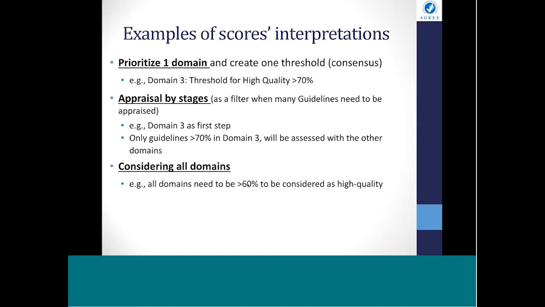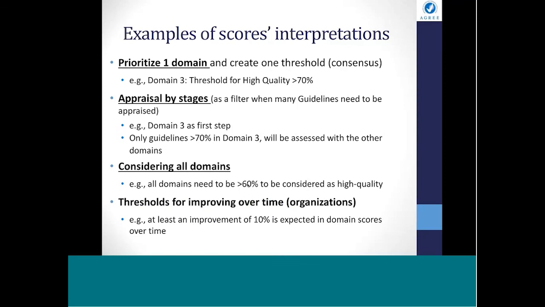Or you can consider all the domains. In this case, if you assess all the domains and calculate the scores of all the domains, you can make a decision, for instance, that all the domains need to be more than 60% in order to consider a guideline of high quality. But you can also choose 50%, or you can also choose 70%. So that's a decision that you have to make in advance, before you apply the tool. What would be your threshold? What is the threshold in your organization, depending on the context you are working in, before assessing and taking a decision on what is going to be your high quality guideline?